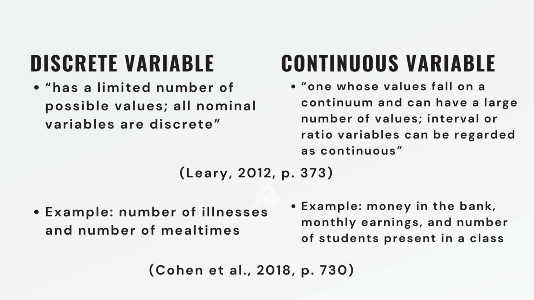Cohen et al. reported that the number of illnesses a person has had and the number of meal times a person has each day are discrete variables, because in these examples, there are no fractions of a value.